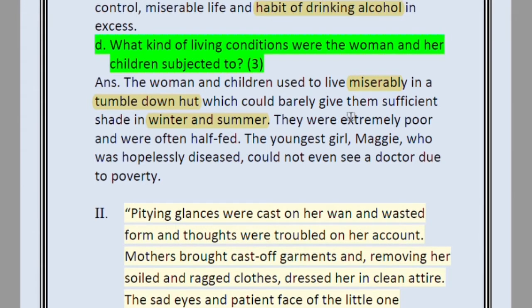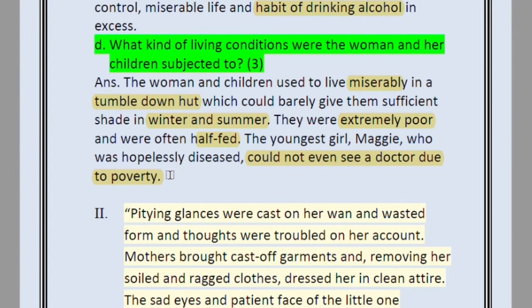They were extremely poor, another important point. They were half fed, another point. The youngest girl, Maggie, who was hopelessly diseased, could not even see a doctor due to poverty. They were so poor that even when Maggie was so sick, she could not see a doctor.